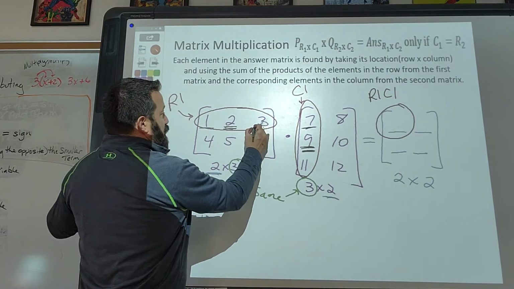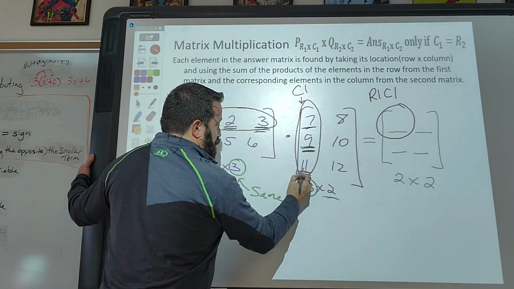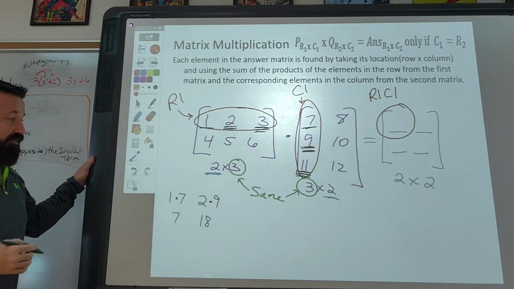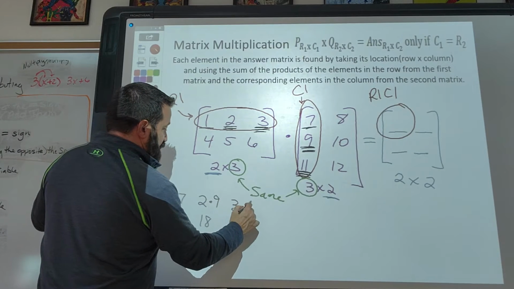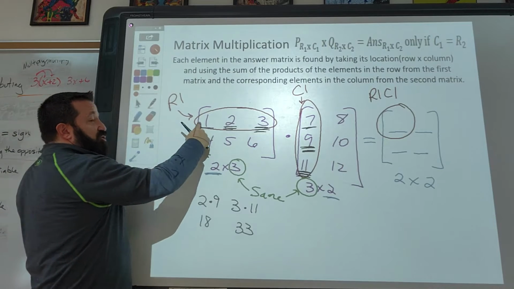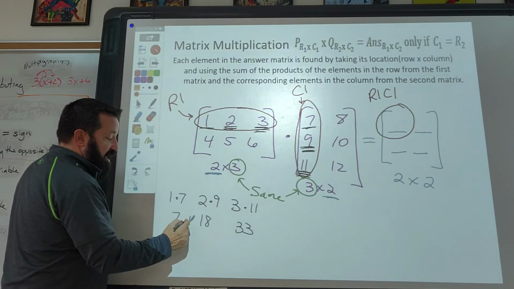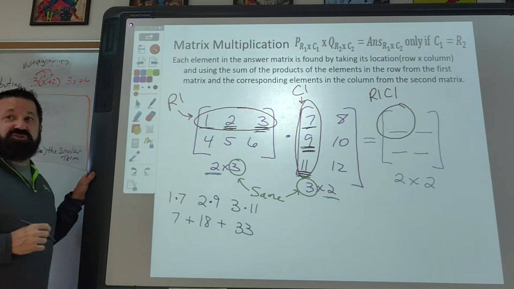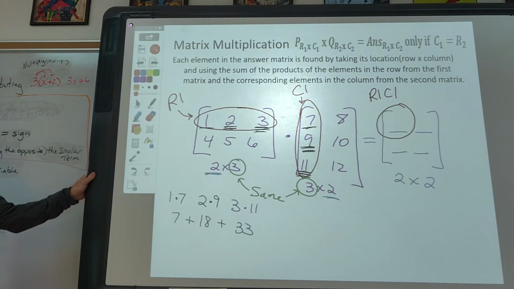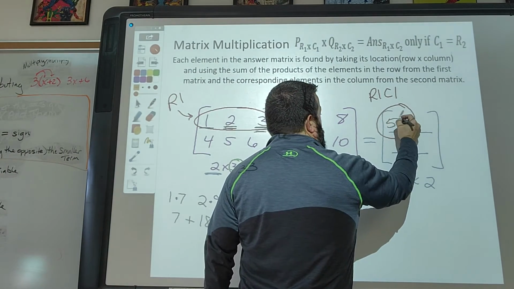Then you've got the third element of your row and the third element of your column, and you're going to multiply them together. So 3 times 11 is 33. Since there are 3 elements in this row, you're going to be doing 3 products. And then you're going to add those answers together. So this comes out to be 58. That is what goes right here.